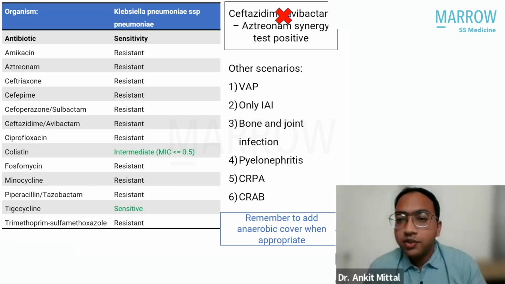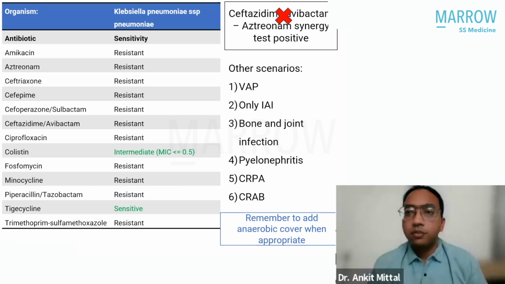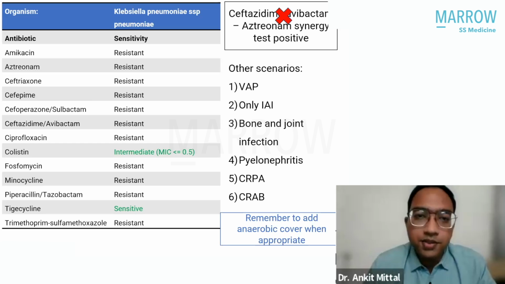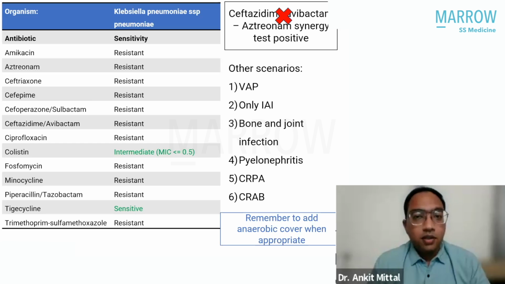Next important point is to add anaerobic cover when appropriate. Now, why have I mentioned this? It's because, say, in our case, it's a perforated bowel with a secondary bacterial peritonitis. So do you really think that it is going to be a monomicrobial infection? And if polymicrobial, even if Klebsiella pneumoniae is the predominant organism, you're likely to miss anaerobic infections, correct? Because the gut is full of anaerobes.